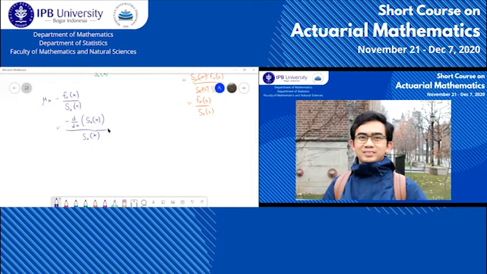Okay, we can write S sub 0 prime of x divided by S sub 0 of x, which is the negative of the derivative of the natural logarithm of S sub 0 of x with respect to x. So as a side note, the derivative of the natural logarithm of a function, let's say h of x, with respect to x is h prime of x divided by h of x.